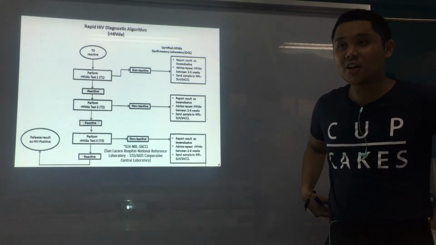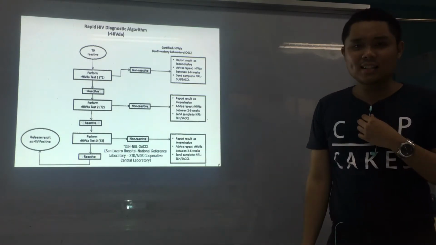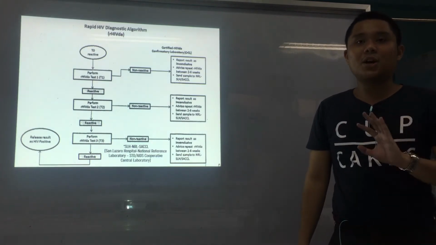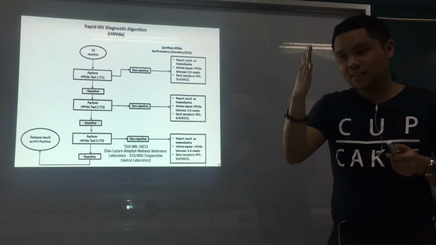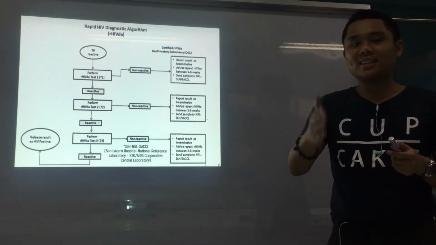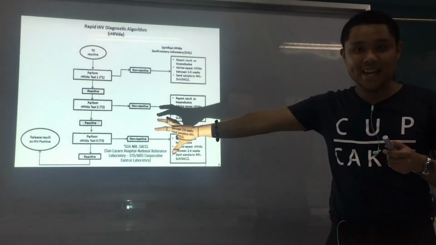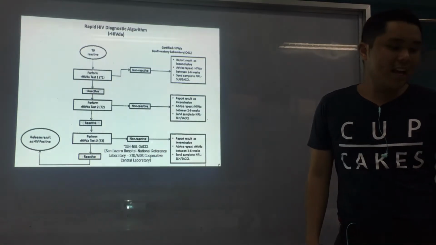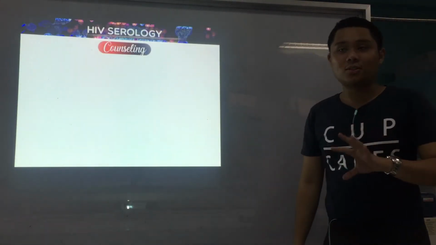Again, that's the rapid HIV diagnostic algorithm. So very easy to understand, no? Instead of using Western blot for confirmation, we use successive, sunod-sunod, testing in parallel, using rapid tests or even other immunoassays. Okay, all right. So that's for the different diagnostic testing.